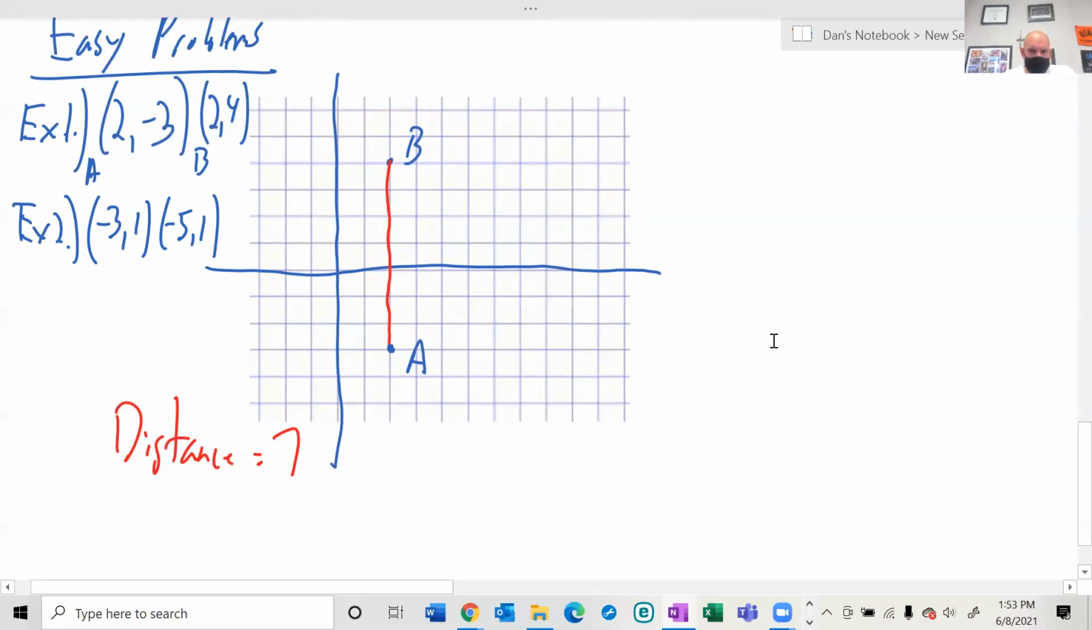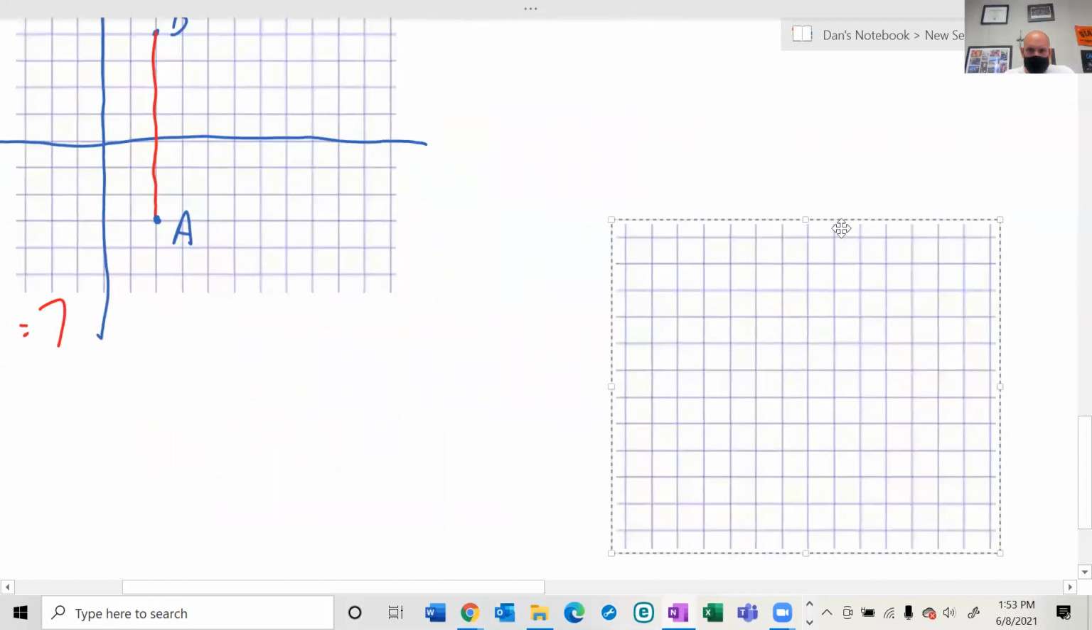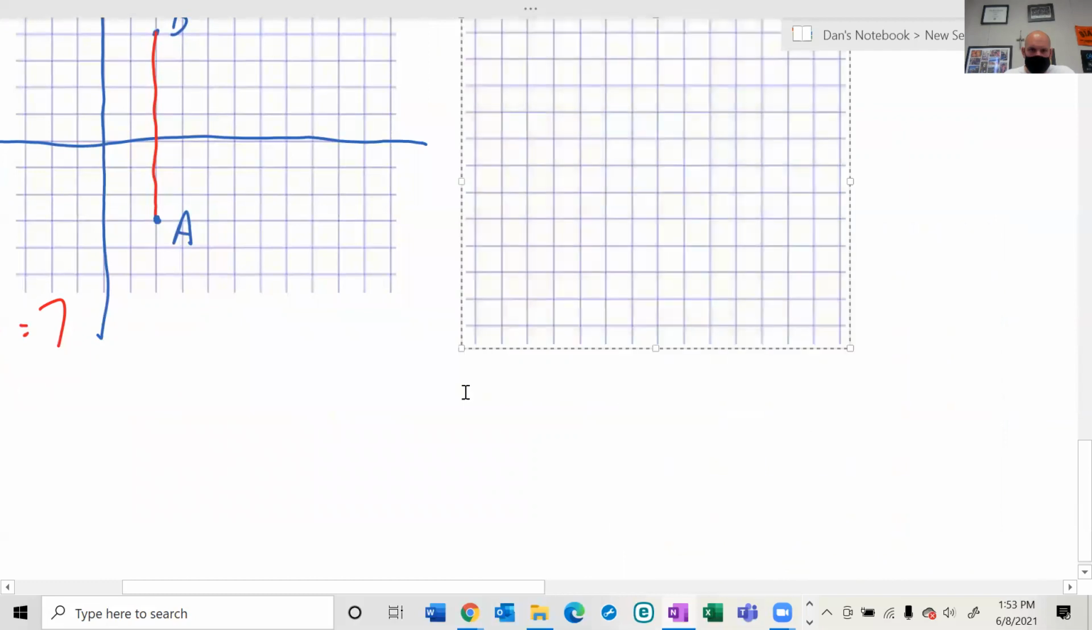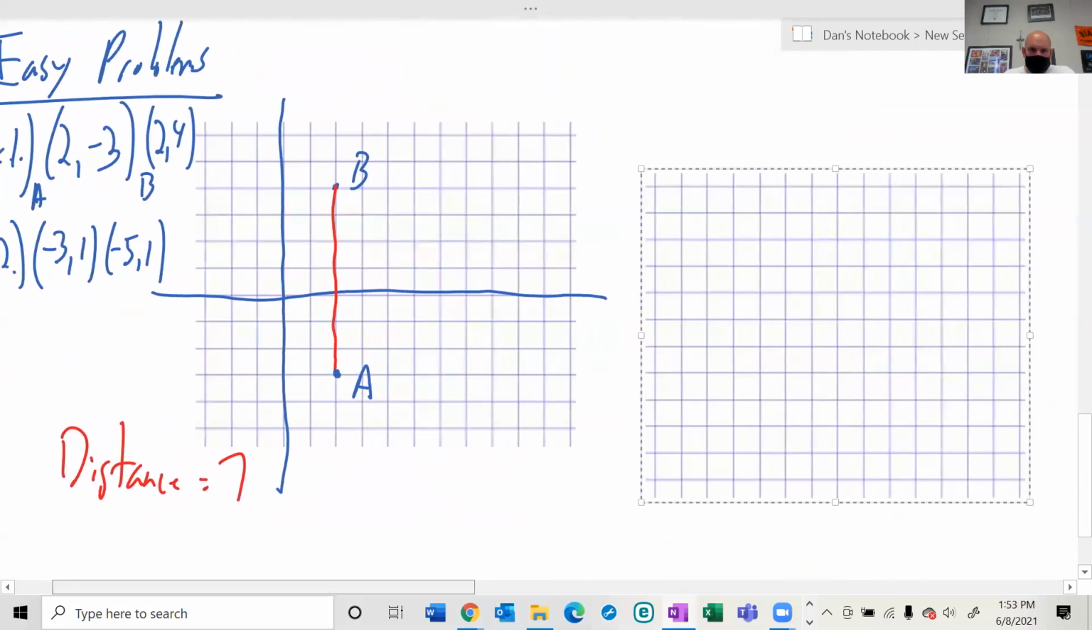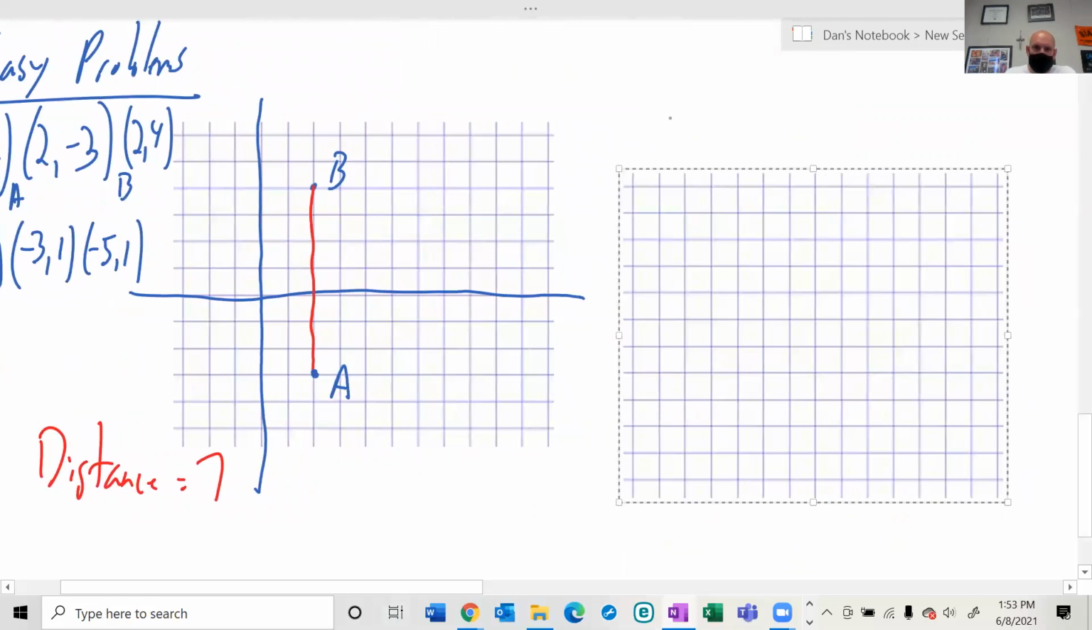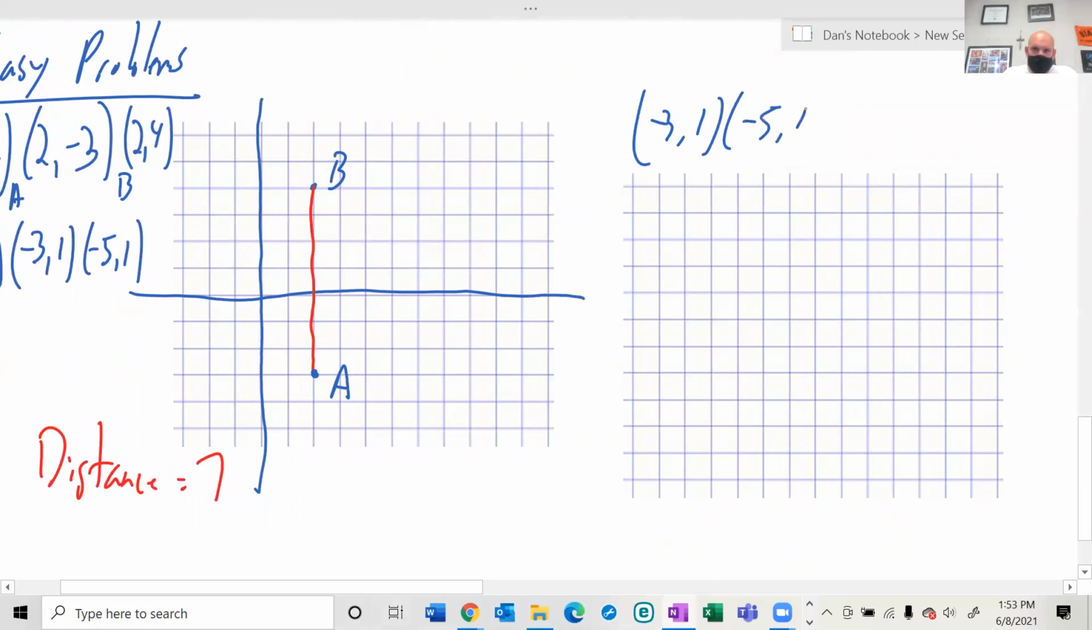Oh no, what happened? There we go. I'll put it over here. -3, 1, -5, 1.